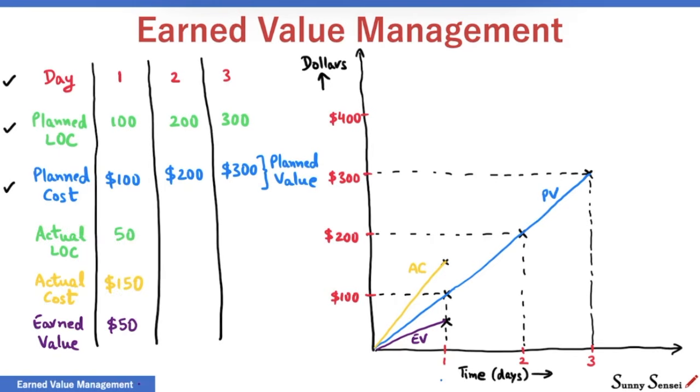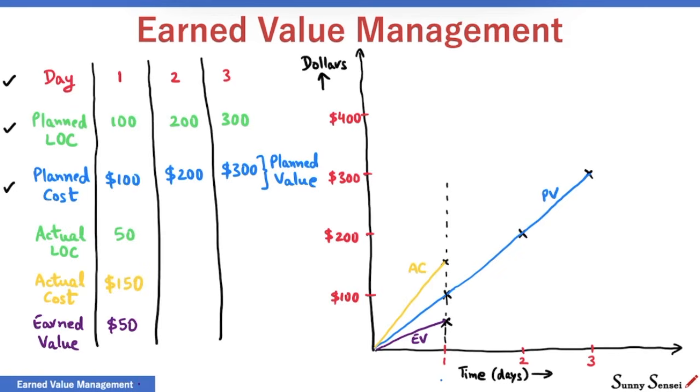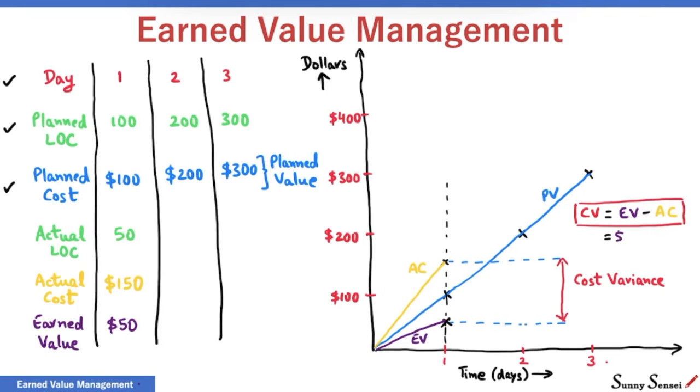Let us systematically analyze the project status at the end of day 1. We have accomplished activities worth $50, the earned value. The actual cost is $150. The gap between earned value and actual cost is the cost variance. Mathematically, cost variance is earned value minus the actual cost. 50 minus 150 or minus $100. Minus is bad and indicates a cost overrun.